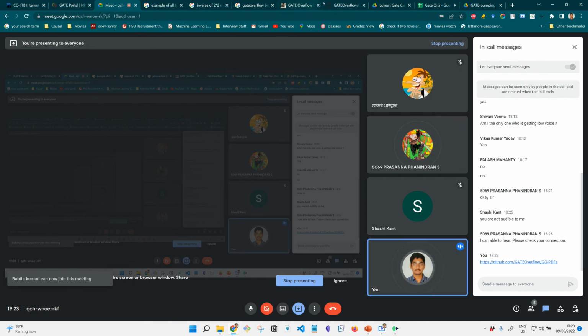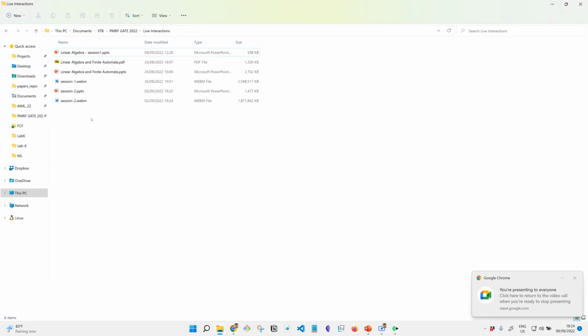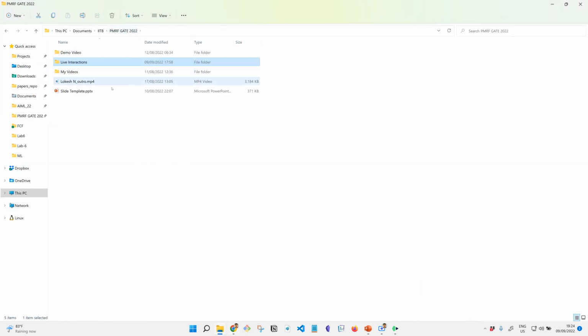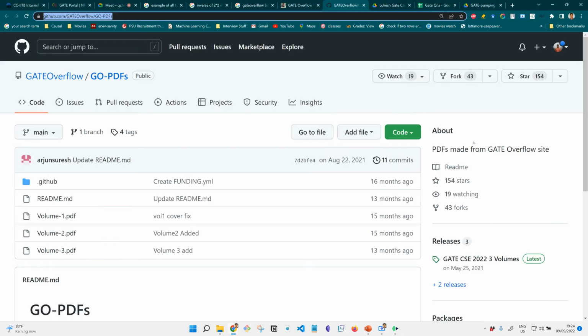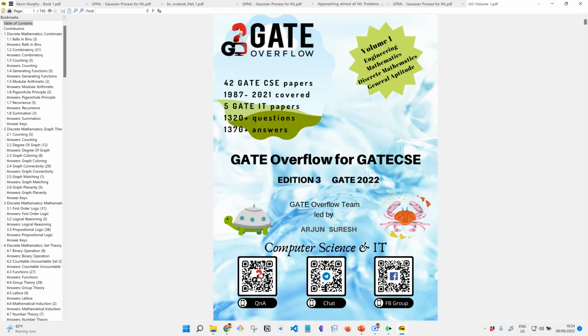If you go to this link, you will find these three books. Now let's say we studied linear algebra today, just a small portion. As soon as you complete this syllabus, what you should do is solve previous year questions. I downloaded the book somewhere. Let me check in the downloads. I was amazed to see the way they have organized the book. Now let's go to linear algebra.